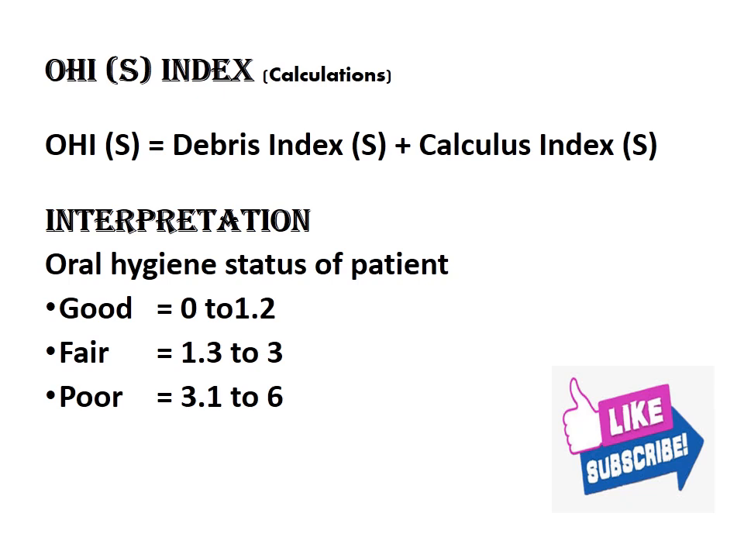Now, interpretation is done depending upon the final score of oral hygiene index simplified to know the oral hygiene status of the patient. The oral hygiene is said to be good when the score is between 0 and 1.2. The oral hygiene status of the patient is said to be fair when the score is 1.3 to 3, and the oral hygiene status of the patient is said to be poor when the score is between 3.1 and 6.